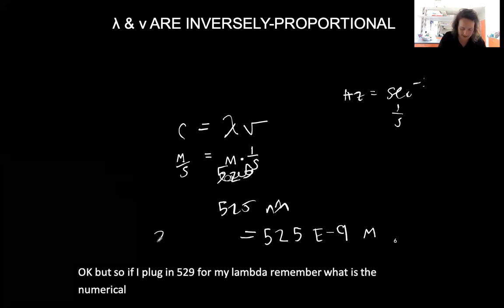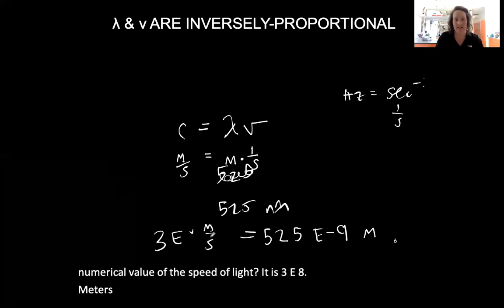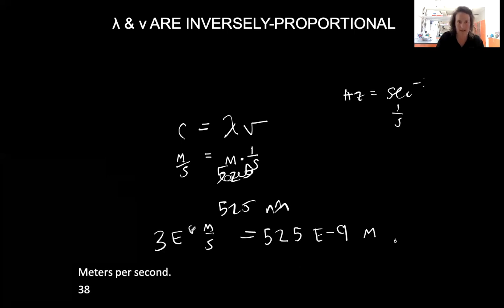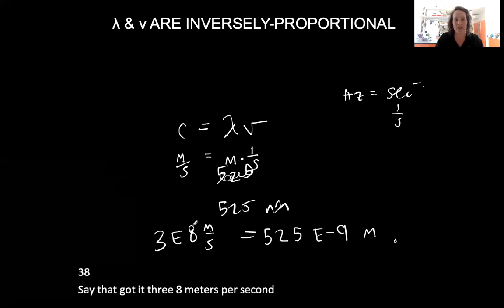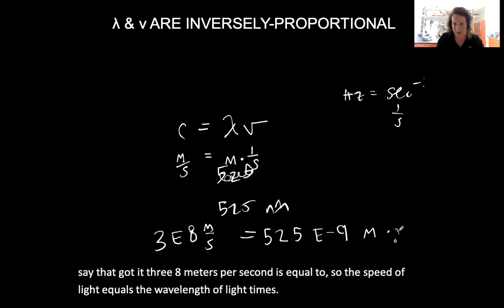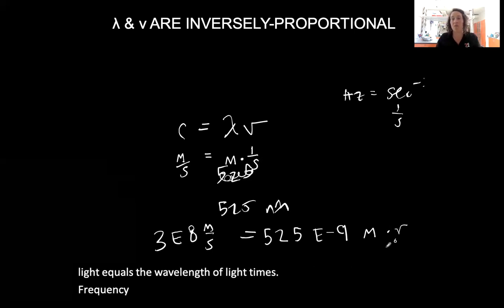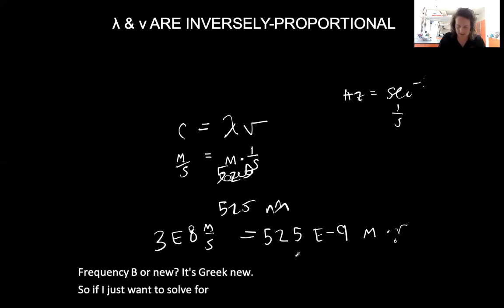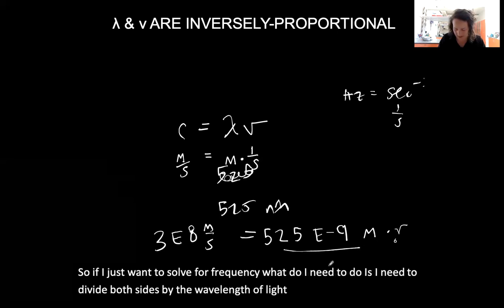Okay, but anyways, if I plug in 525 for my lambda, remember, what is the numerical value of the speed of light? It is 3e8 meters per second. 3e8 meters per second is equal to, so the speed of light equals the wavelength of light times frequency, nu, it's Greek nu. So if I want to solve for frequency, what I need to do is divide both sides by the wavelength of light. So 525 e -9 meters.